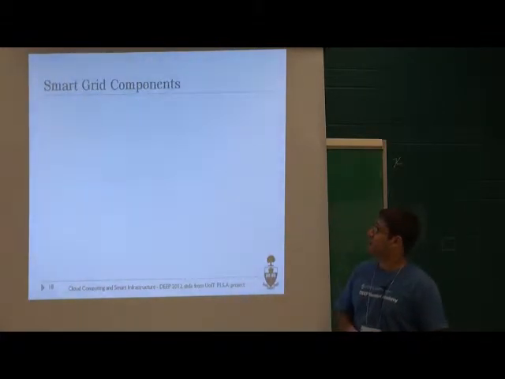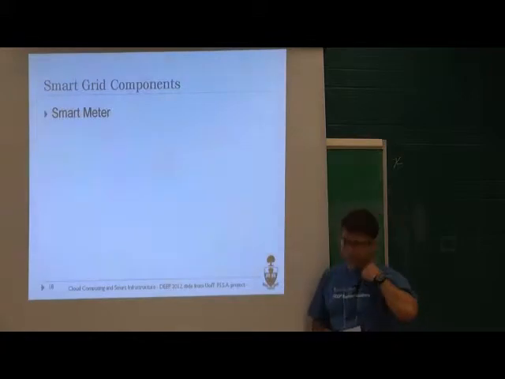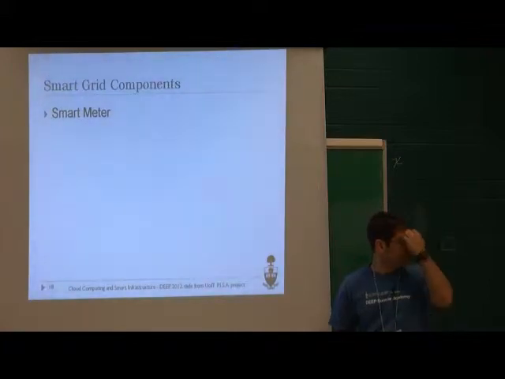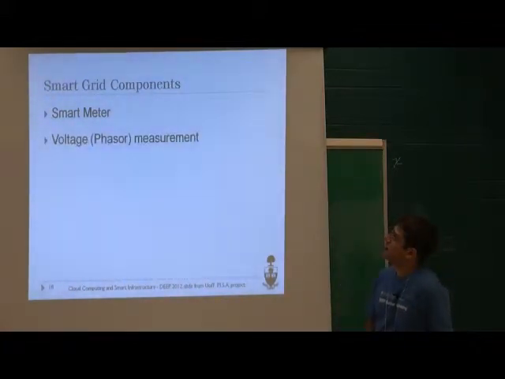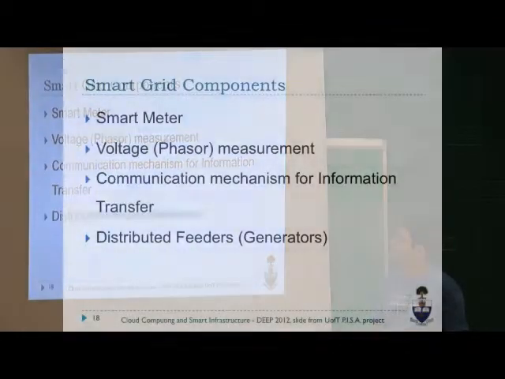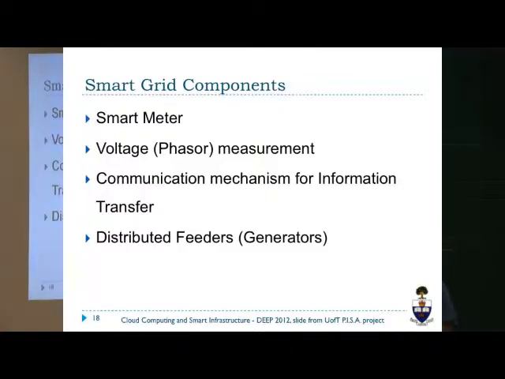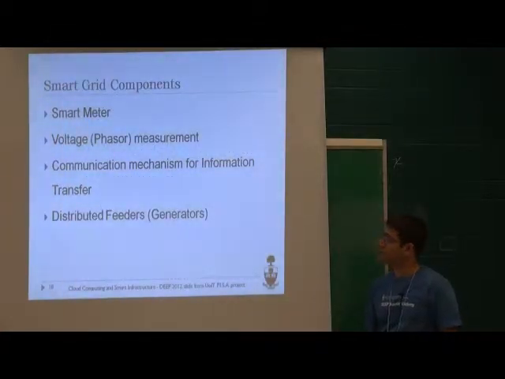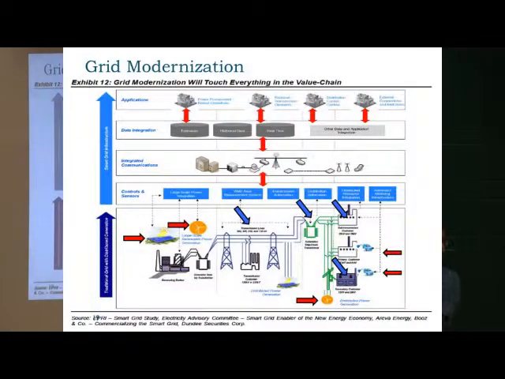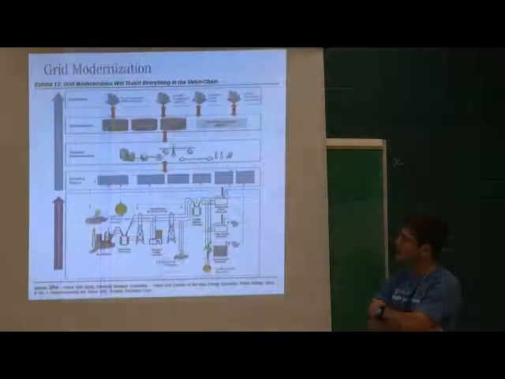Okay, now let's go to the components. One element is a smart meter. This is the device that needs to be plugged in at home. Another one is voltage phasor measurement. This is on the lines in order to figure out where the faults are, or where the faults could be. The communication mechanism for information transfer, and distribution feeders or the generators. Okay, so now we can have a wider view of the network.